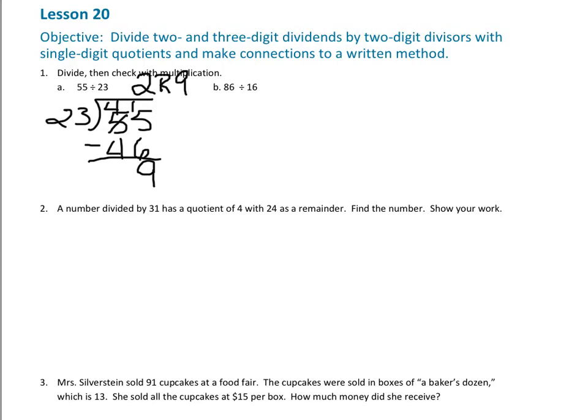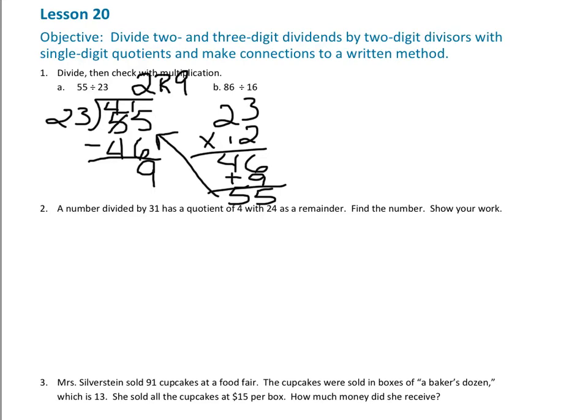It says to check our work with multiplication. So what we're going to do is we're going to take 23. We're going to multiply it by 2. 2 times 3 is 6. 2 times 2 is 4. And then we're going to add the remainder to that amount, which is 9. 9 plus 6 is 15. Carry the 1. 4 plus 1 is 5. We get 55, which was the original number that we started with, so the work checks out. Let's move on to 1b.